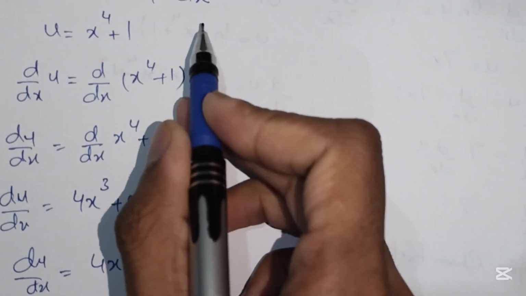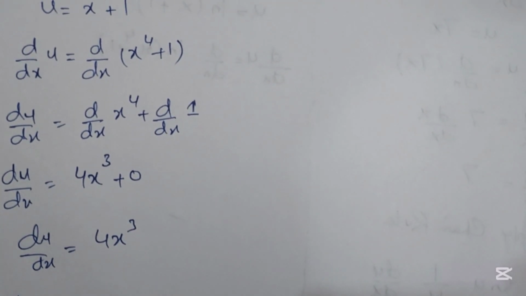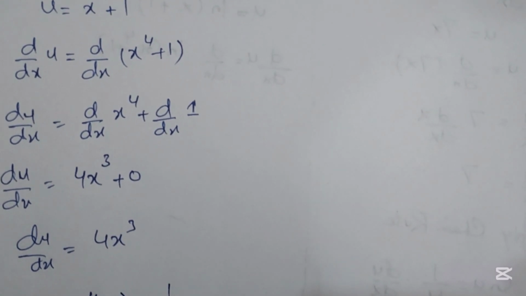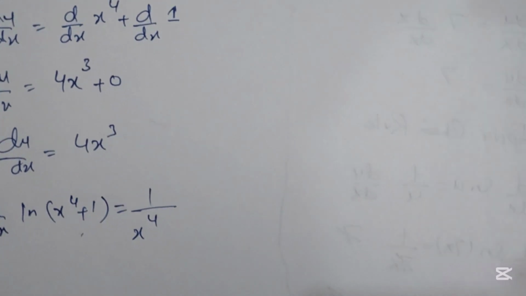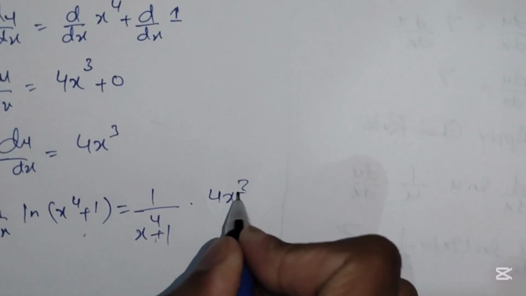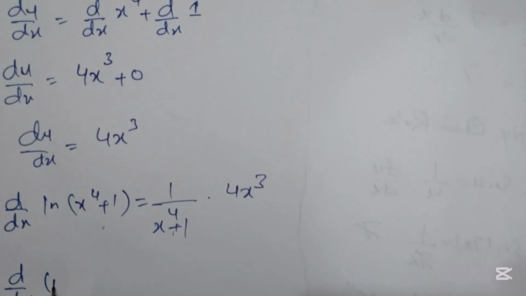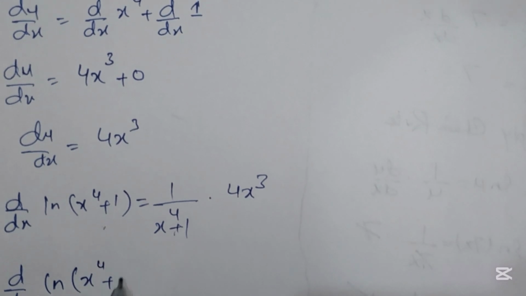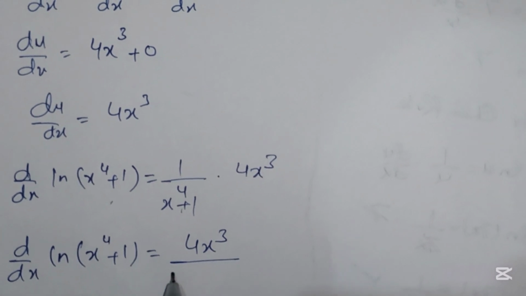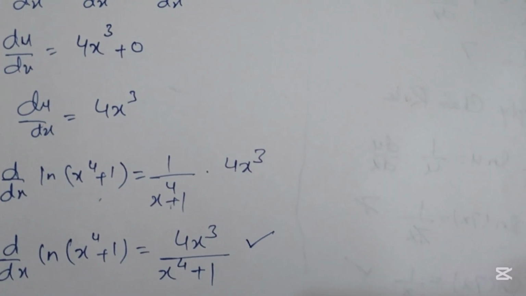Now we will put this value here in our formula. So d by dx of natural log of u, where u is x power 4 plus 1, equals 1 over u, 1 over x power 4 plus 1, times du by dx, which is 4x cube. So the final answer is d by dx of natural log of x power 4 plus 1 is 4x cube over x power 4 plus 1. This is the derivative of the given function.